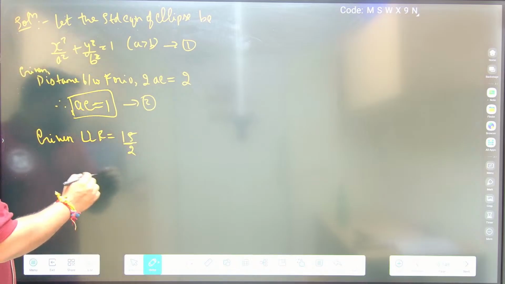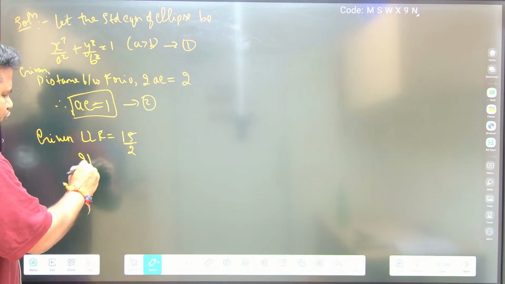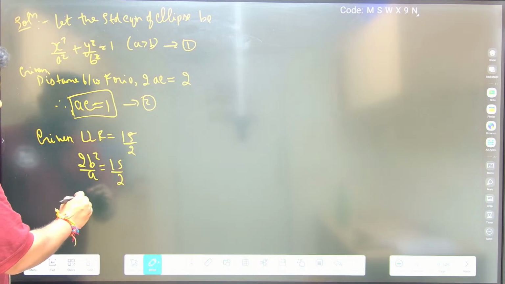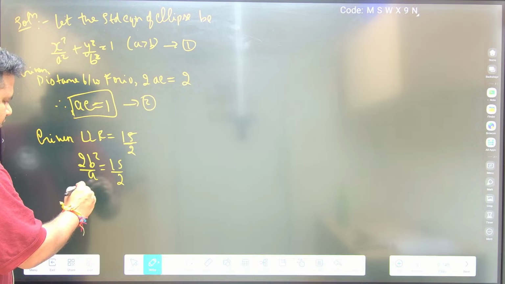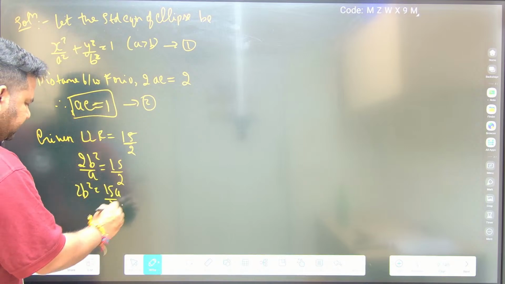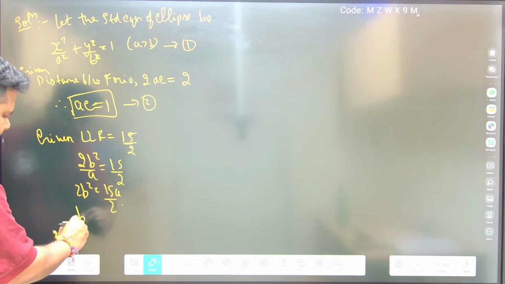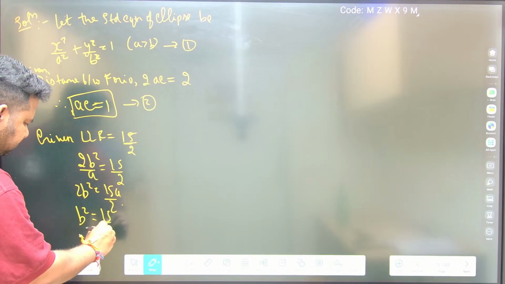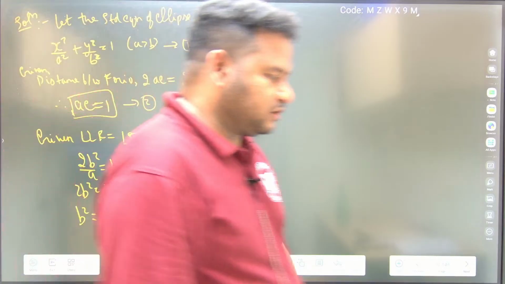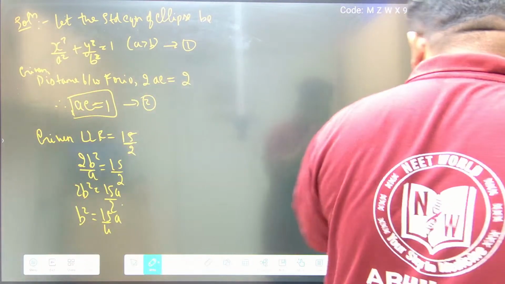So the length of latus rectum is nothing but 2b square by a, which is equal to 15 by 2. So I can write 2b square is equal to 15a by 2. So b square I can write as 15 by 4 times a. This is what I can write.